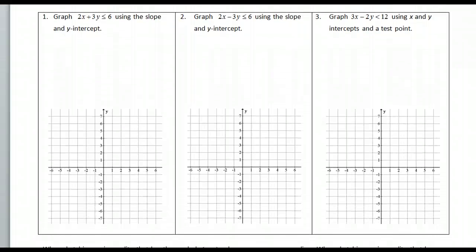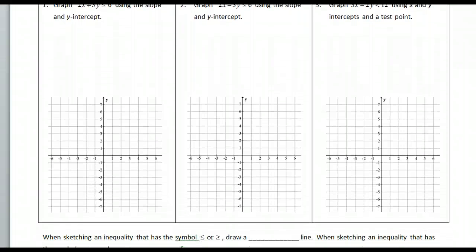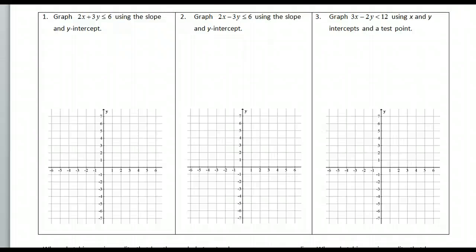Number 1, so what we need to do is graph, using either slope-intercept or the intercepts. We'll have to decide, for 2x plus 3y less than or equal to 6, where do we draw this? Which region do we shade? Okay, starting with number 1. Let's rearrange. 3y is less than or equal to negative 2x plus 6.